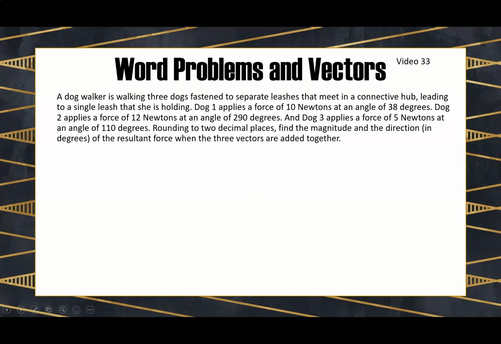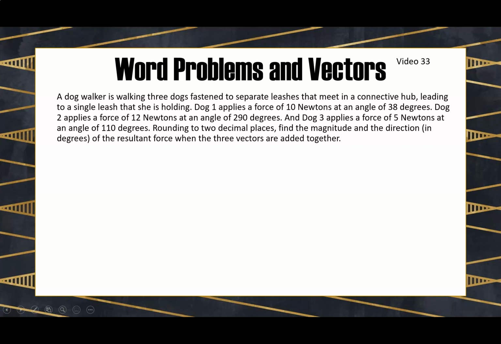All right, this next one is going to be one where we do get a negative and we're going to have to figure out what that angle is. So you can go ahead and pause the video and read through the problem, but I'm just going to summarize it for you. Basically, we have a dog walker with 3 leashes attached to one connective hub. So you basically have 3 leashes leaving your hand. They're all pulling in different directions.